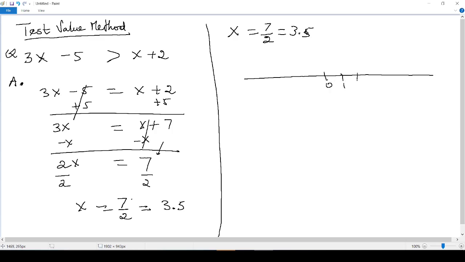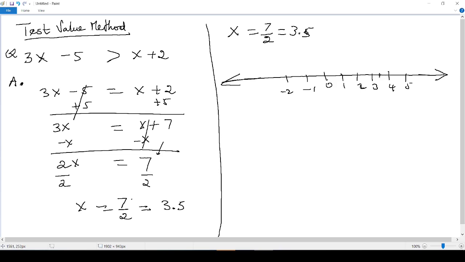0, 1, 2, 3, 4, 5, and we will be going. This one also goes this way with negative numbers before the 0, and so on. So our border value, which is 3.5, is going to be between 3 and 4.